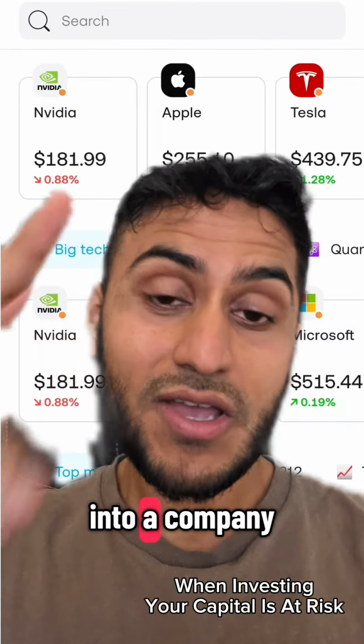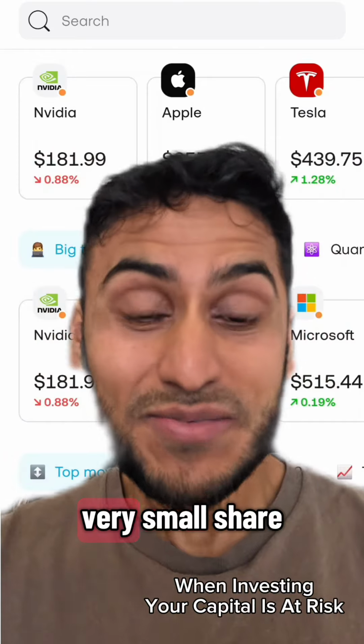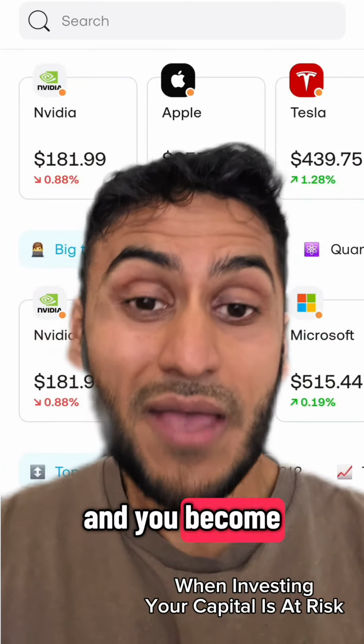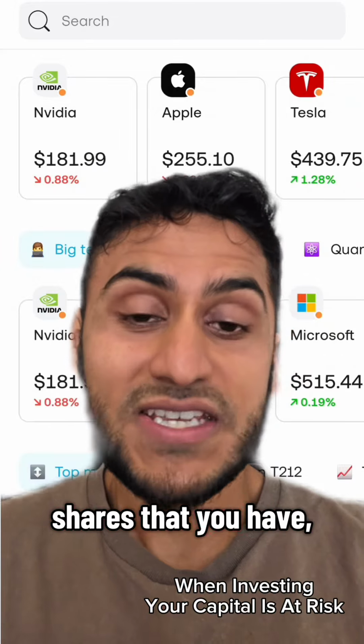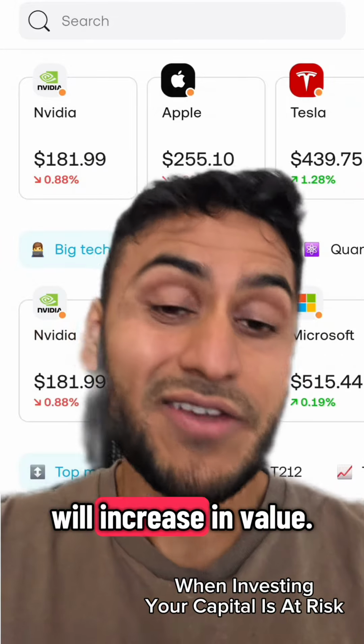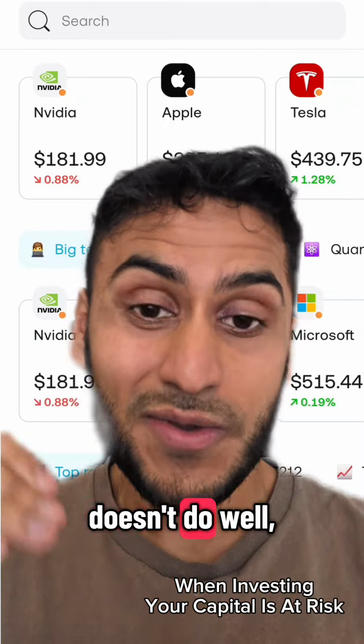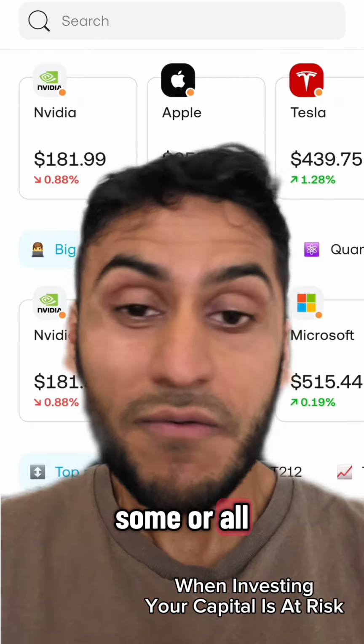When you invest into a company like Apple, you get a very small share of that company and you become a part owner. So then if Apple does well in the future, the amount of shares that you have, your ownership, will increase in value. However, if it doesn't do well, you could lose some or all of that investment.